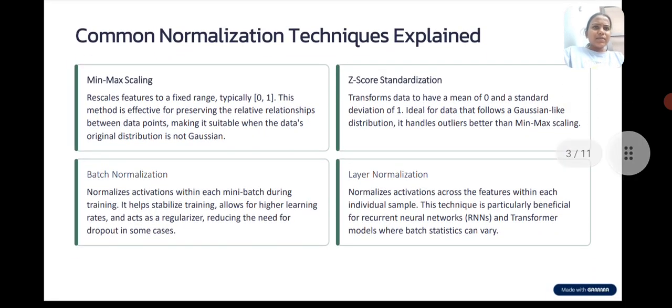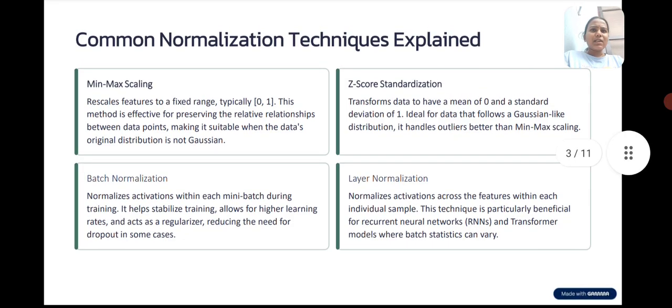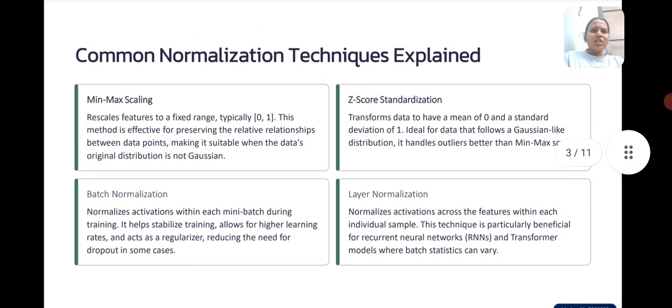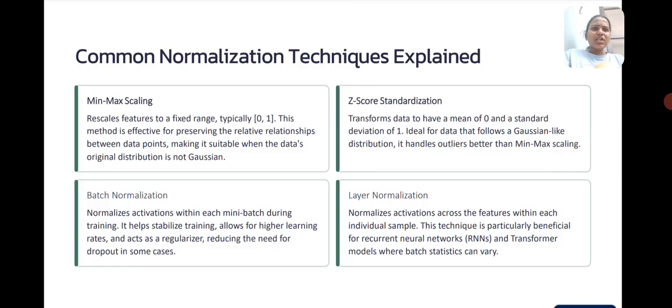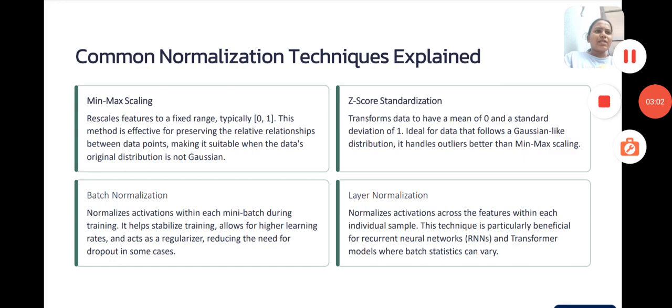Next. Some common normalization techniques are min-max scaling, Z-score standardization, batch normalization, and layer normalization. First, let's see what is min-max scaling. It rescales features to a fixed range, typically between 0 and 1. This method is effective for preserving the relative relationships between data points, making it suitable when the data's original distribution is not Gaussian.